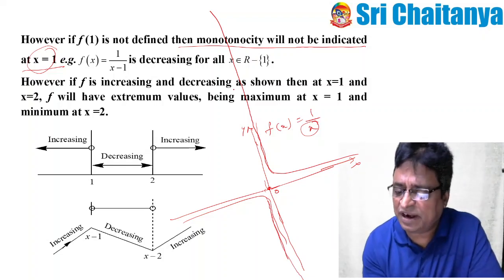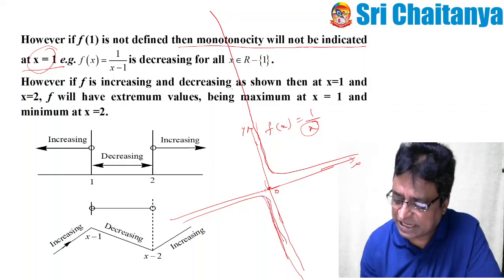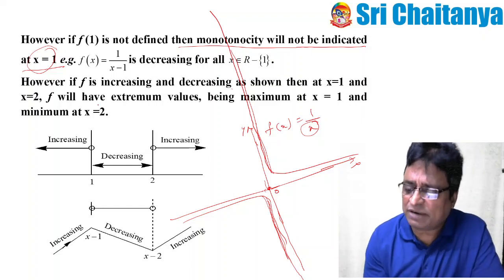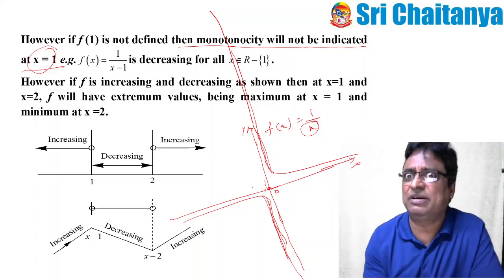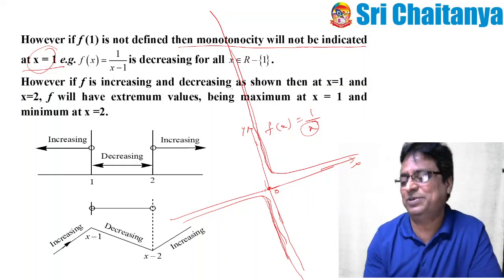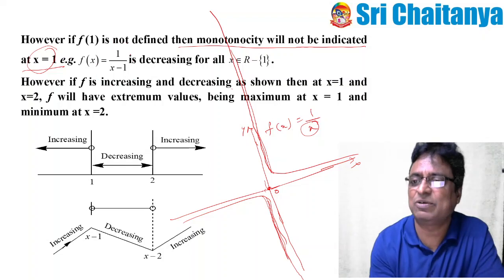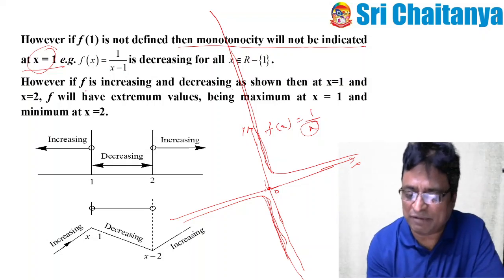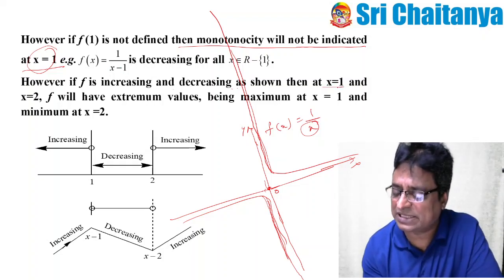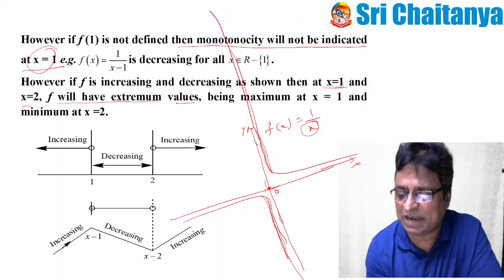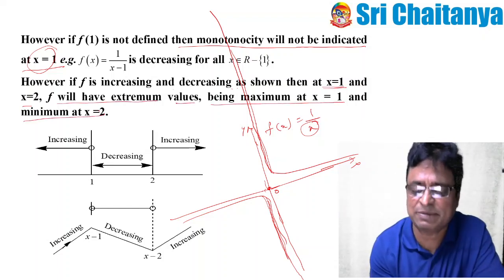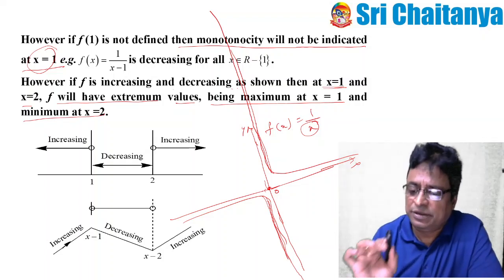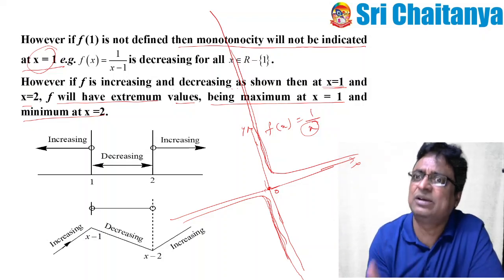So what happens? However, f is increasing and decreasing as shown, because here it is decreasing and here it is increasing at x is equal to 0. So what will happen here? Monotonicity is not defined at x is equal to 0. Similarly, at x is equal to 1, monotonicity is not defined for 1 by x minus 1. However, if f is increasing and decreasing as shown at x is equal to 1 and x is equal to 2, f will have extremum values, being maximum at x is equal to 1 and minimum at x is equal to 2.